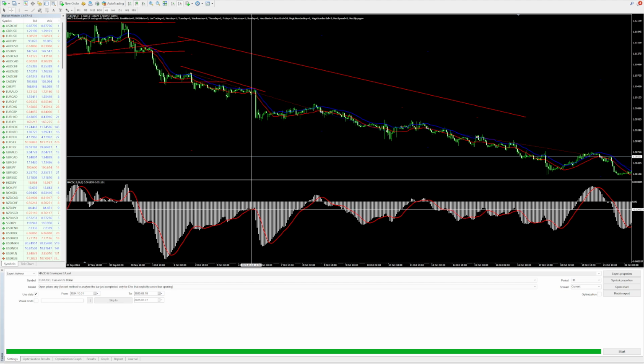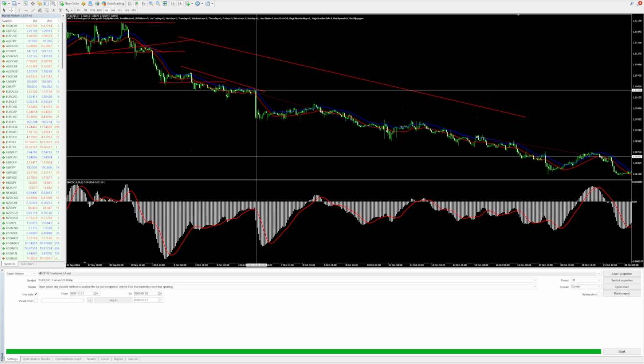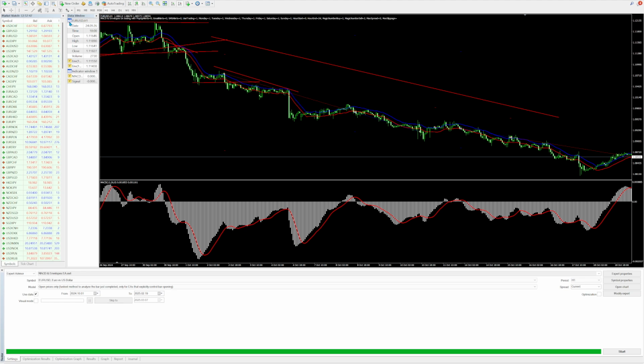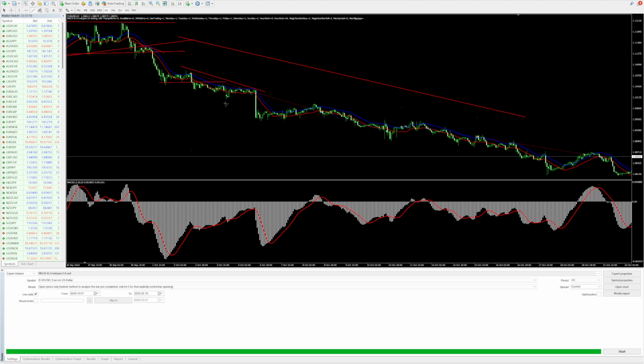Okay, this pullback here, and then we had the cross back over the signal line of the MACD, which would have coincided nicely with this level of support, an M chart formation, a breakout there as well.